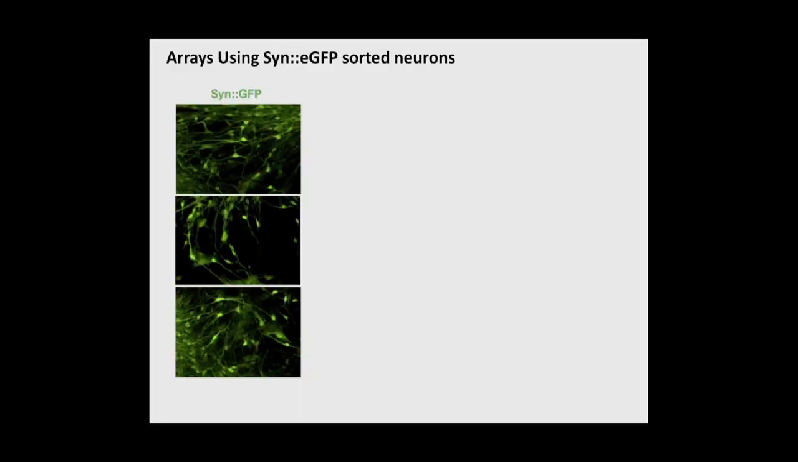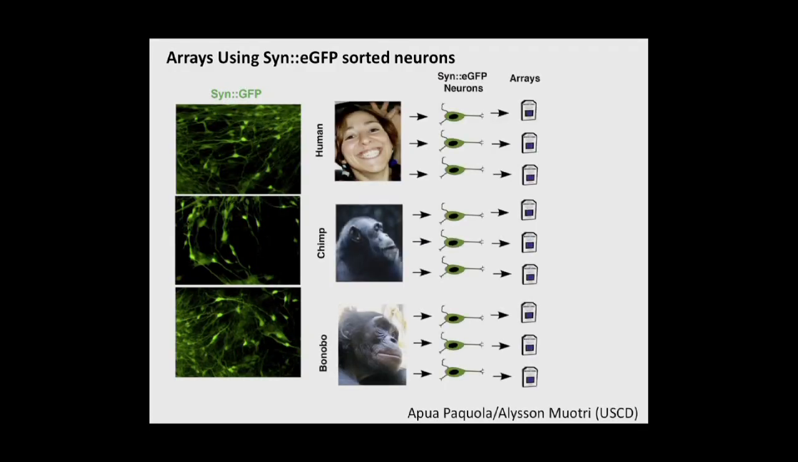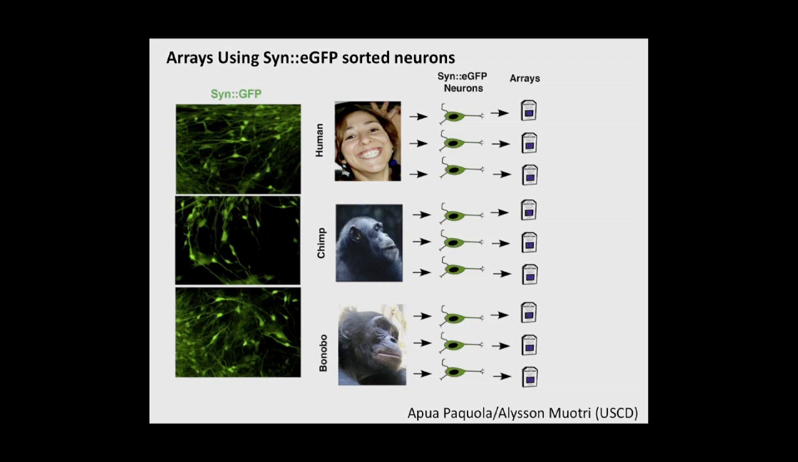And the way we do this is to differentiate the cells into neurons and then make triplicates of these samples and put the RNA cDNAs on arrays, where there's tens of thousands of genes that can be interrogated, and determine whether or not there are any differences between them. So we have multiple replicates so we can look at the differences between them.